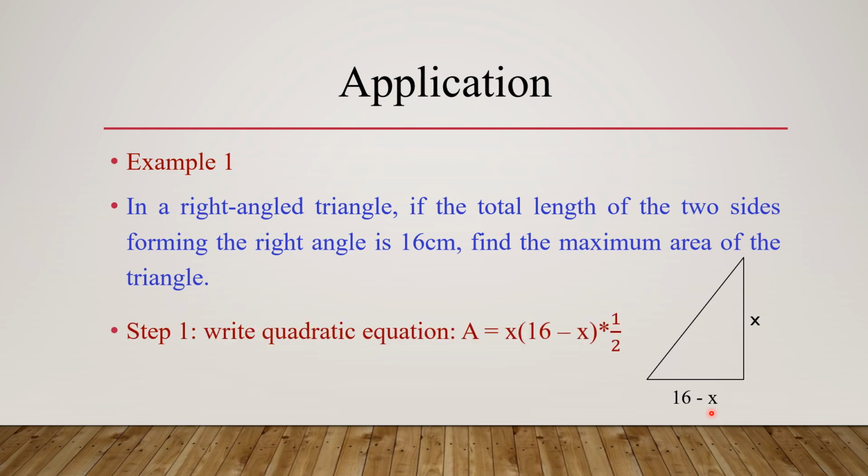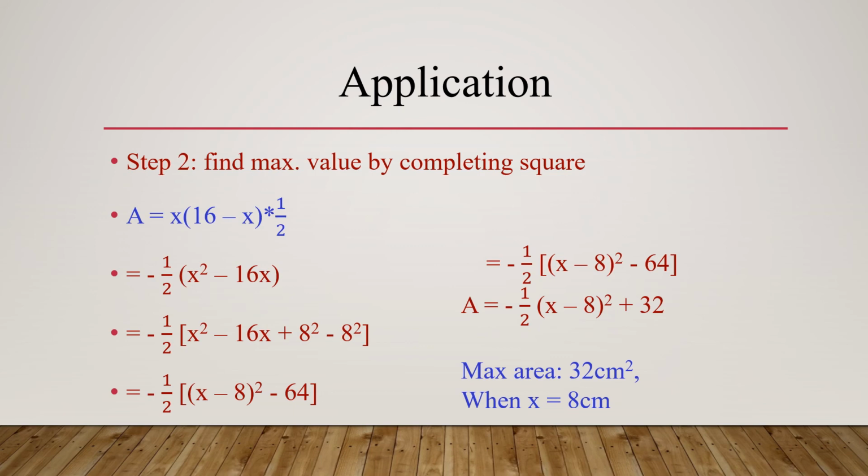And also we need to write down the quadratic equation for finding the area of this triangle. It should be 16 minus x times x, divided by 2. And the next step is that we need to rearrange the equation into the vertex form by completing the square. So first we need to take out minus 1 over 2 and put x squared at the front and minus 16x. And then again we take out the second coefficient and add a term called minus 16 divided by 2 whole square.